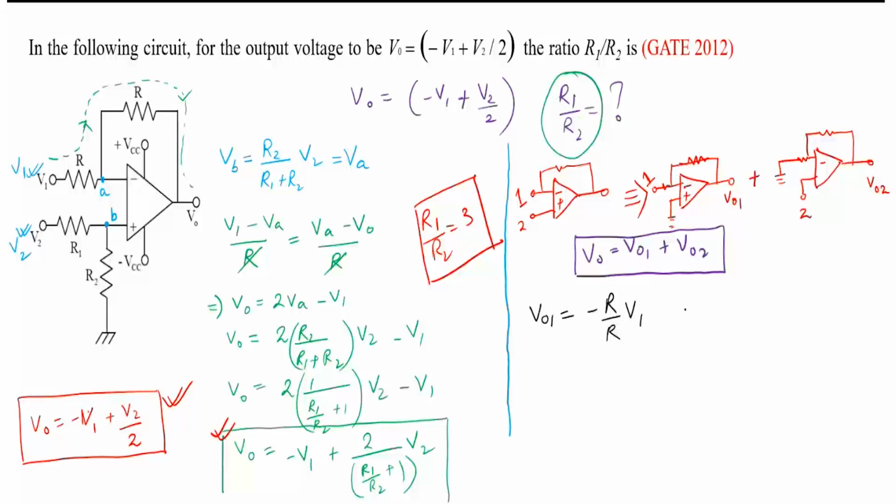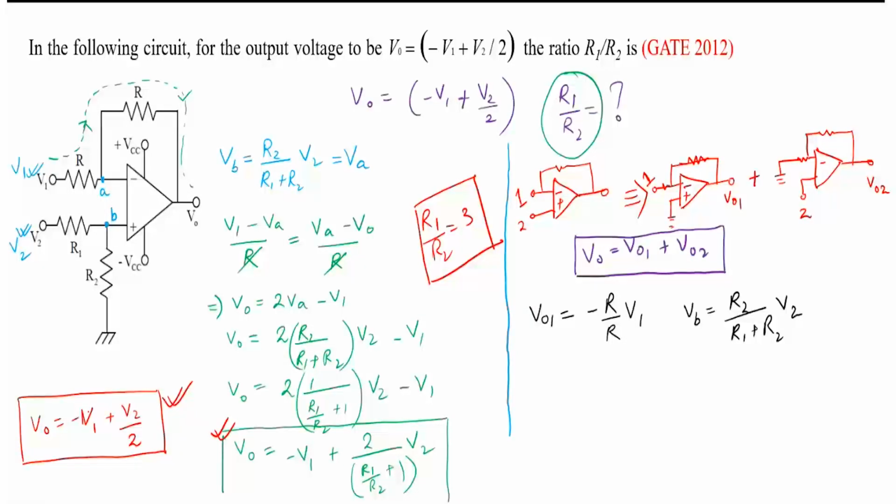What I'm saying is VB is what? R2 divided by R1 plus R2 into V2. Yes or no? Yes, sir. And this VB is the input which is going to the non-inverting terminal. Yes or no? And the gain of non-inverting is 1 plus RF by R1 into V input. This is the formula, right?